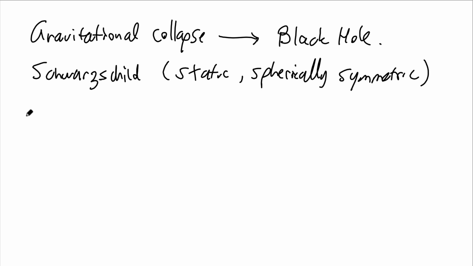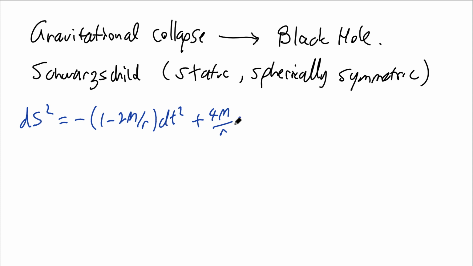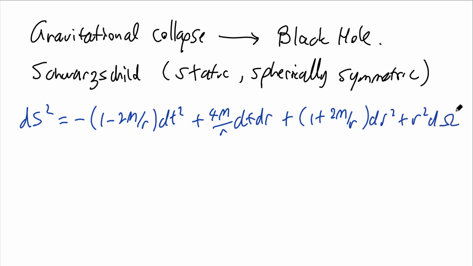Using the curvature coordinates that I introduced in the last lecture, we can write the metric as ds squared equals minus (1 minus 2m over r) dt squared plus 4m over r dt dr plus (1 plus 2m over r) dr squared plus r squared d omega squared, where d omega squared is shorthand notation for d theta squared plus sine squared theta d phi squared.